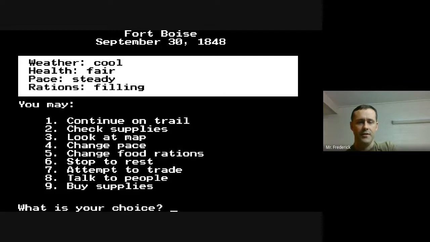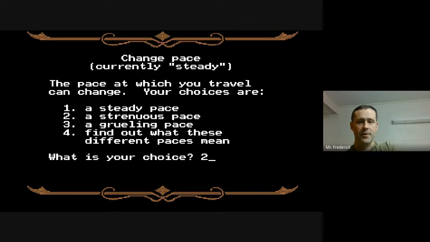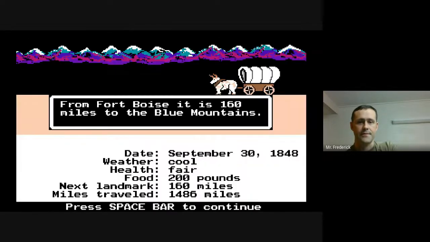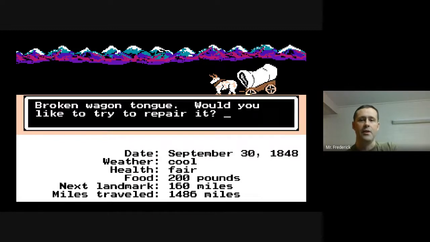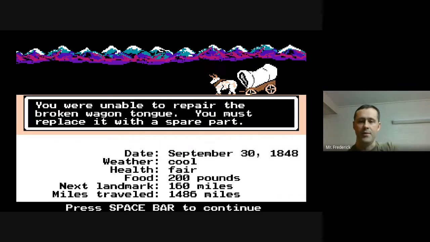Health is still fair. It's not good, but it's not poor. Let's change our pace. We need to speed up. I'm going to go back to a strenuous pace. From Fort Boise, it is 160 miles to the Blue Mountains. Oh, come on. Yes, I want to repair the wagon tongue. You were unable to repair the wagon tongue. You must replace it with a spare part, of course.